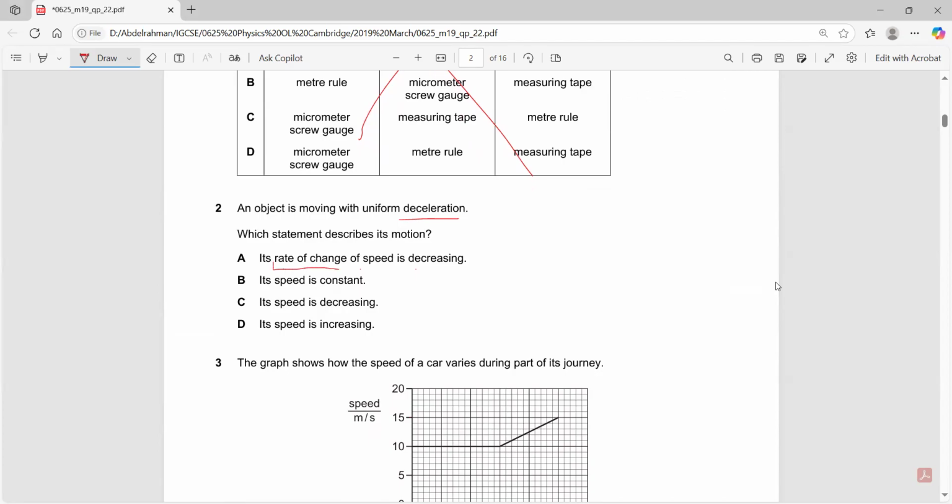Because the rate of change of speed by itself means deceleration or acceleration. So this is basically saying that the deceleration is decreasing or that the acceleration is decreasing, which is wrong because he said that you have a uniform deceleration. The only correct answer would be that the speed is decreasing.